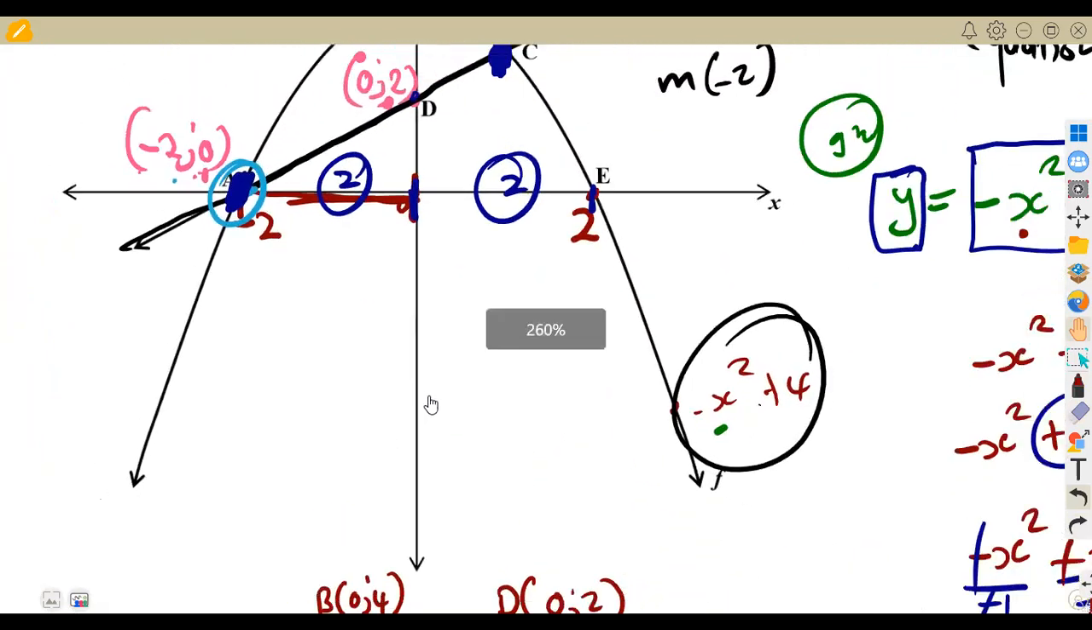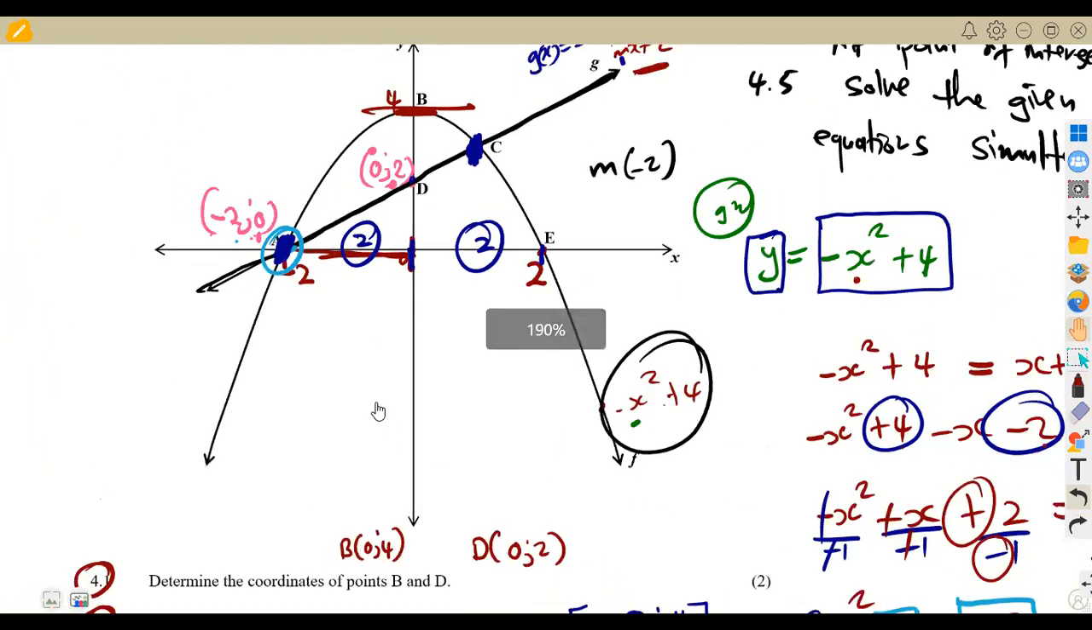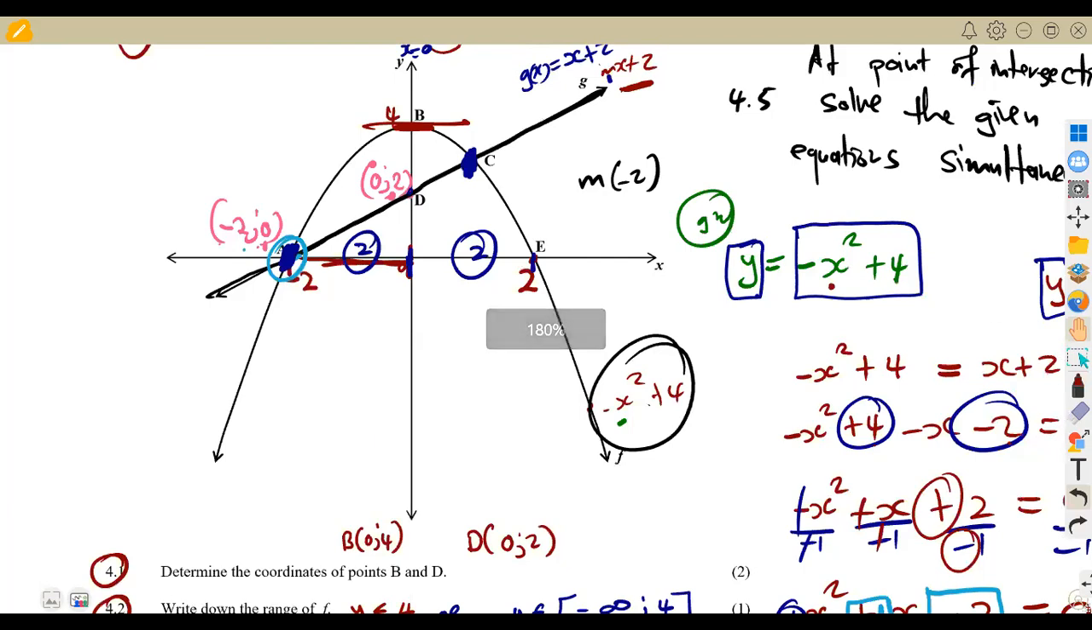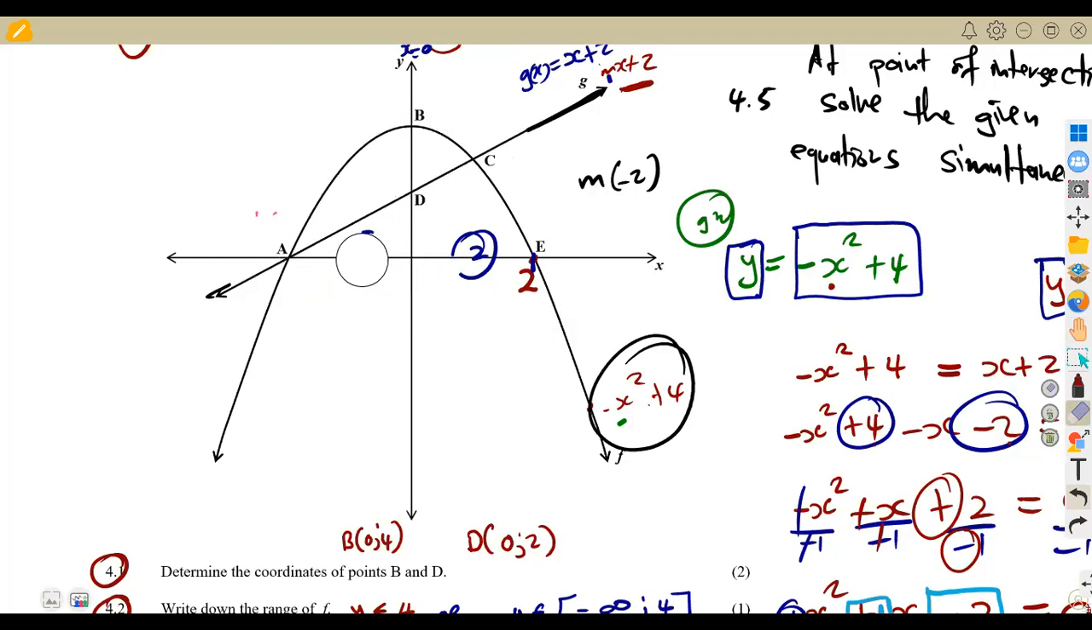Let us put it this way. Let us put it down like this. This is our g(x), all right? So if we are to reflect this one, let me just remove this so that we can see. I'm just going to use some of the values we know.